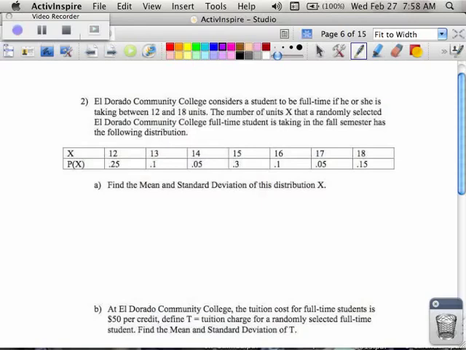So if you want to find the mean of this information, and we'll call it X because they call it X up above, then I take the event of 12 credits and I multiply it by its probability. And I keep going with each different credit load and I multiply it by its probability.